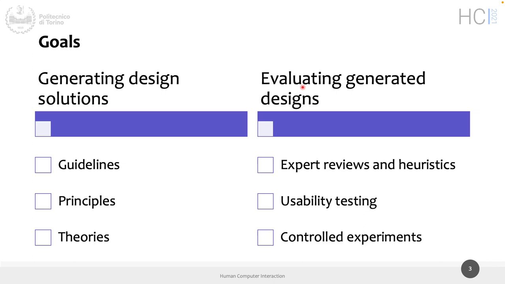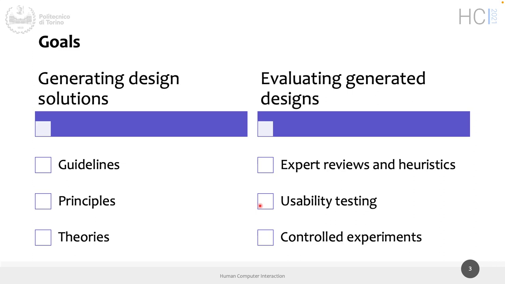And this evaluation, as I said before, can be done with two different sets of tools. The first tool is the first bullet list here, the expert review and the heuristics. Again, experts providing their structured opinion on your graphical user interface. And then there is another set of tools that are usability testing and controlled experiments that we will cover as the last topic of the course, and they will be the object of milestone number 4, that is the one that you have to deliver by the exam.